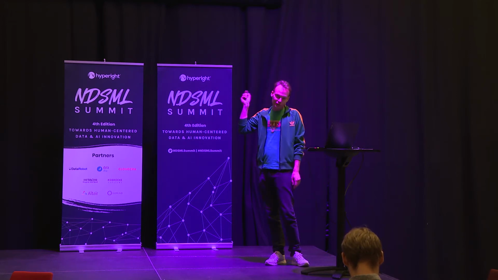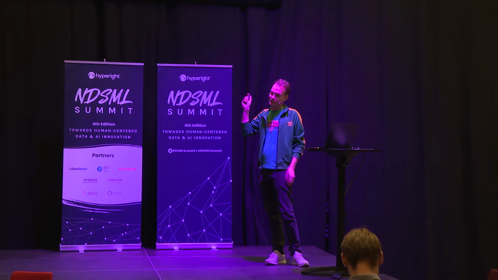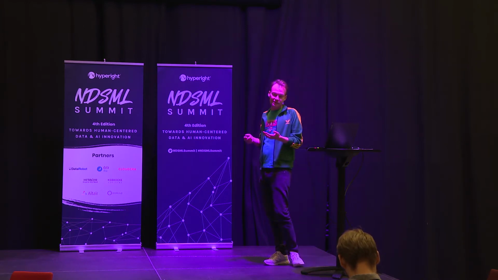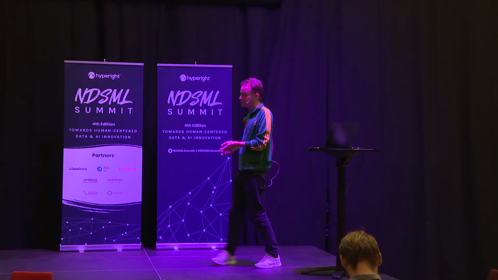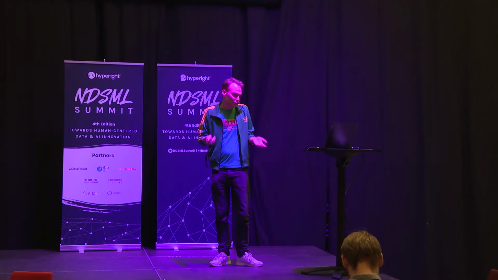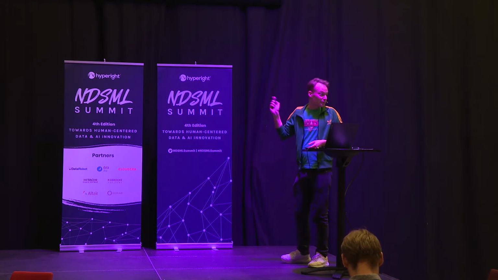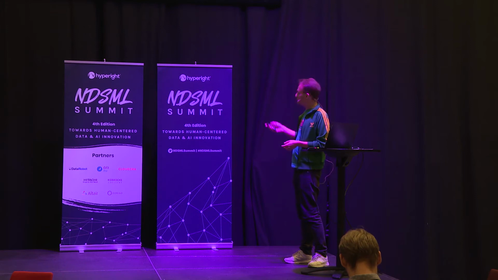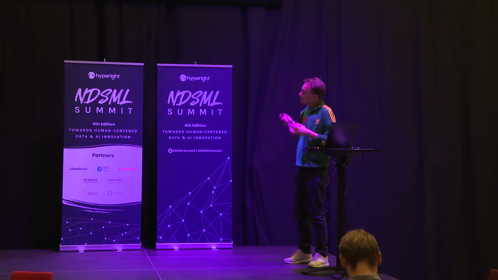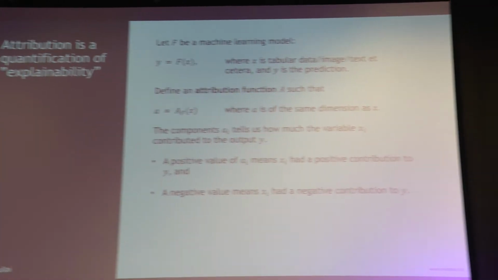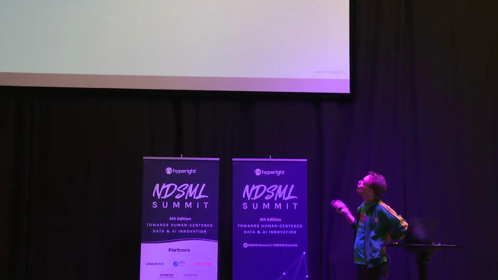We need to quantify this statement to actually make sense of it in a data science or science context. I can claim that I understand my cat, I can claim that I understand my girlfriend, but there is no way of actually quantifying that it is true. So we need a better way of saying what explainability is. And that is when these axioms and the local attribution methods come in. Attribution is a quantification of explainability.